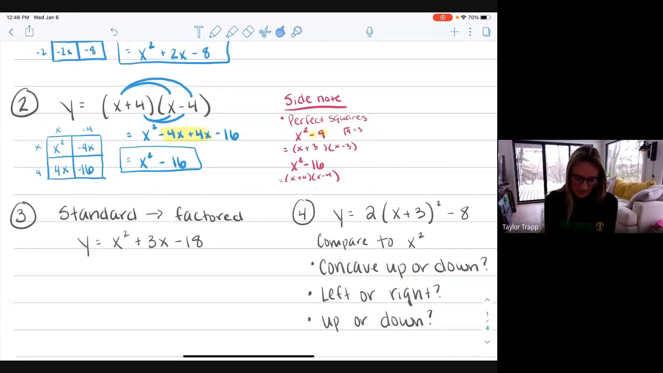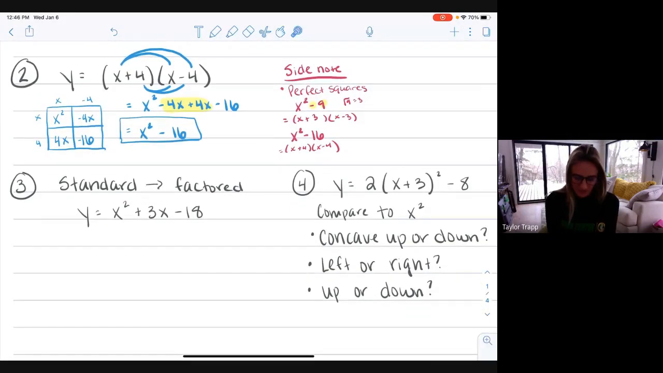All right. So looking at the next one. Now we're going from standard form to factored form. So we're going backwards from what we just did. Here we went from factored to standard.